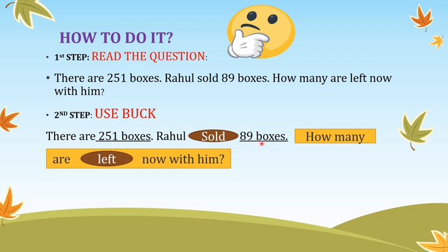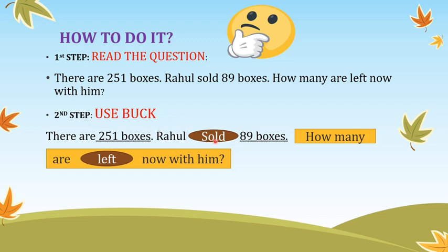Another piece of information, 89 boxes. Fine, we have got the information in the question. We have boxed the question, we have underlined the information, and then numbered it. The next step is C.